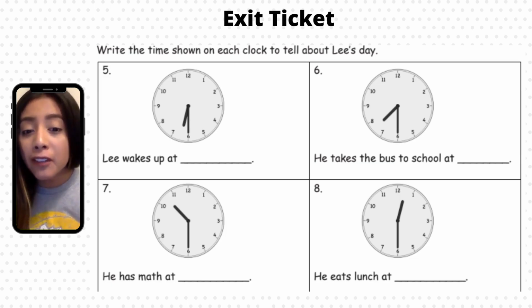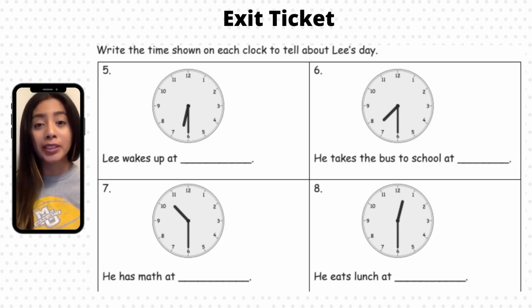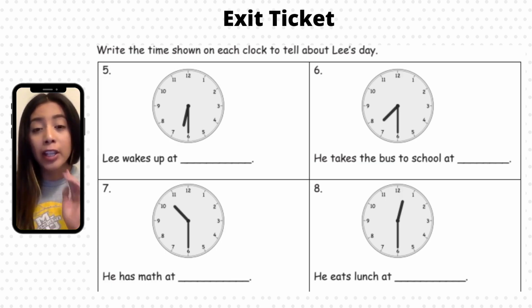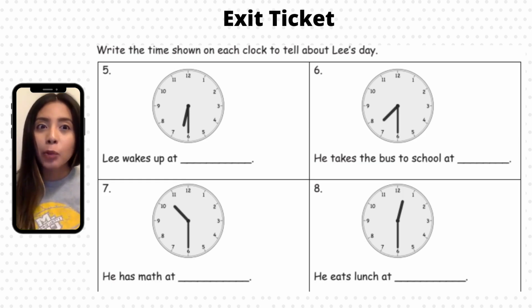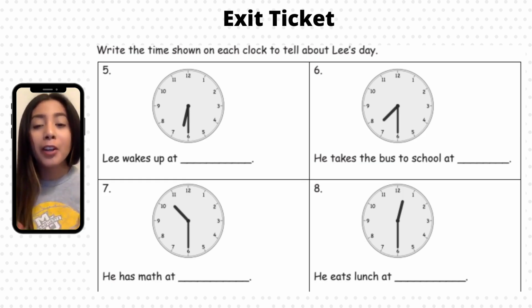Right, for number 7, this one do all by yourself. What time does he have math at? Look at the hour hand really carefully, and look at the minute hand really carefully too. All right, Kipsters, what time does he have math at? Yeah, he has math at 10:30.